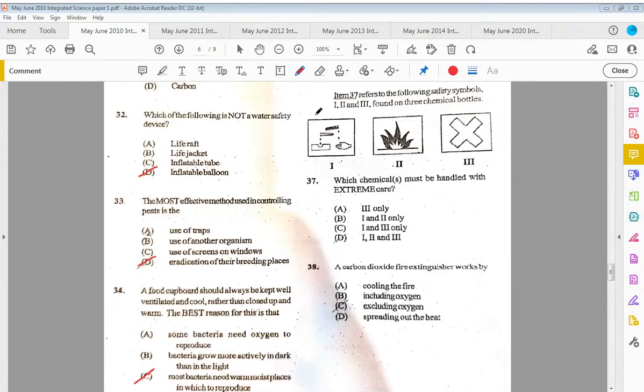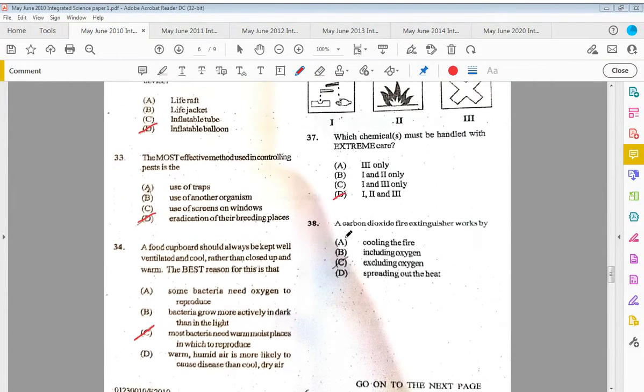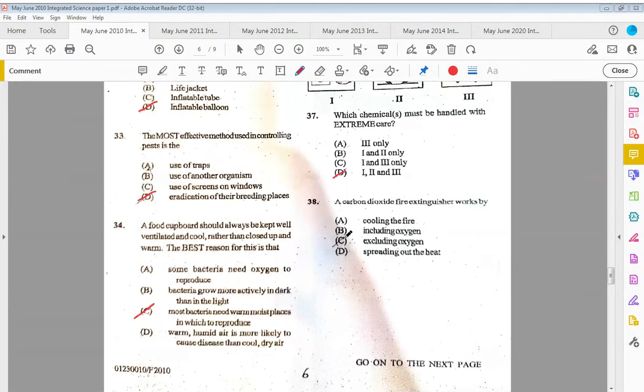Item 37 refers to the following safety symbols 1, 2, and 3 found on 3 chemical bottles. So, which chemical or chemicals must be handled with extreme care? The answer is all of them. And 38, a carbon dioxide fire extinguisher works by C, excluding the oxygen which is necessary for a fire.